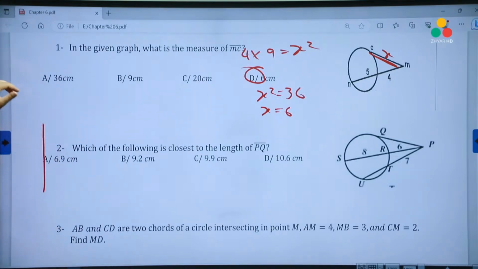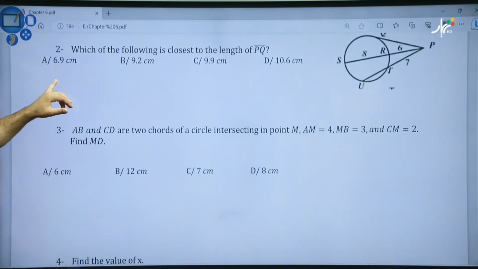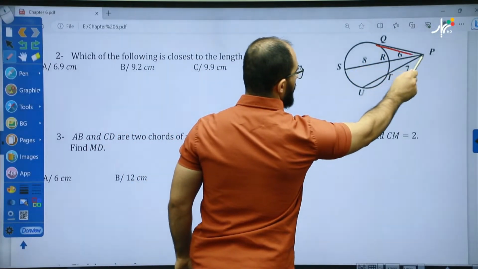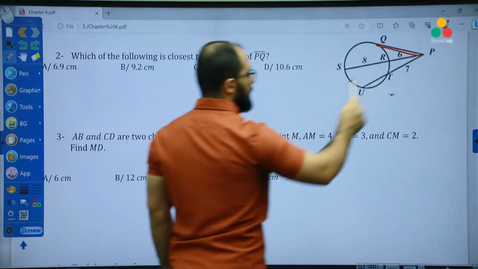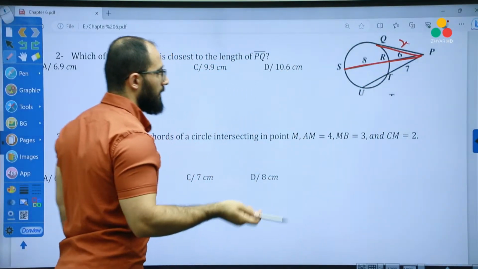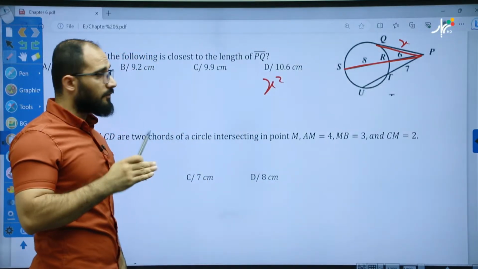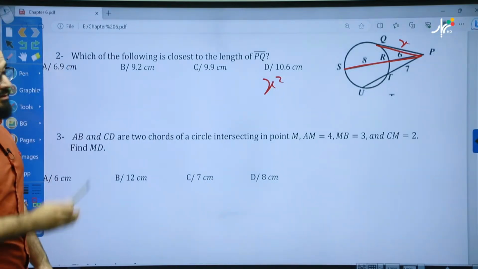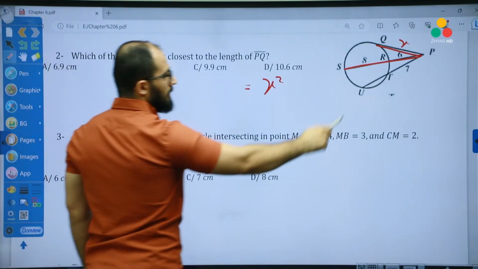Question 2, which of the following is closest to the length of PQ? The length of PQ. If you notice that PQ is a tangent, and also we have a secant here. So this is x. Let's find it. It's always squared because it's tangent and secant. We have to know the types because you have exterior, interior, and secant. This one is tangent and secant.